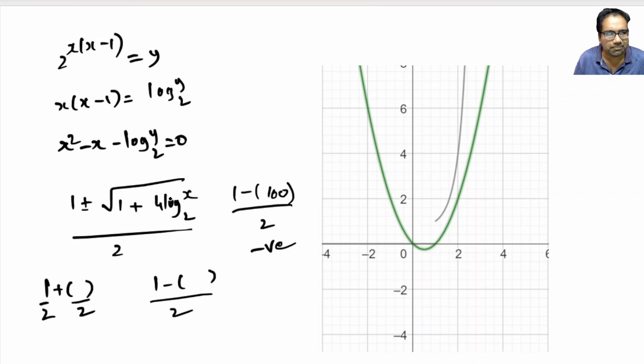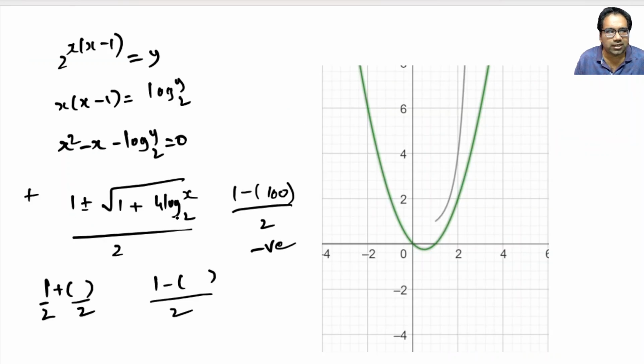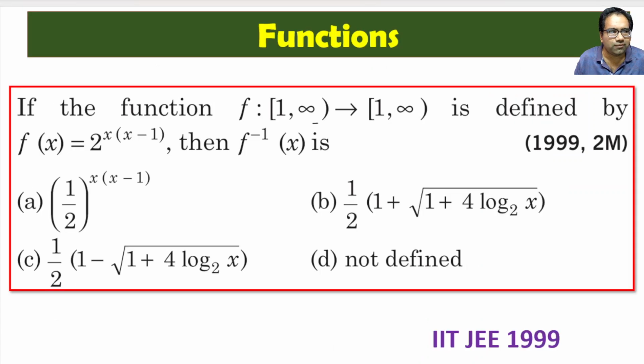So if we take minus, this is leading to negative. On the other hand, if you take plus, as long as x is positive, it will always give a positive number. Whereas if you take minus, it can give a negative number. But a negative number is not possible because we can't accept anything lesser than 1. The range of this f inverse should be 1 to infinity. So clearly the minus is taken out and only the plus is left. So (1 + √(1 + 4 log₂x))/2 is the correct answer.